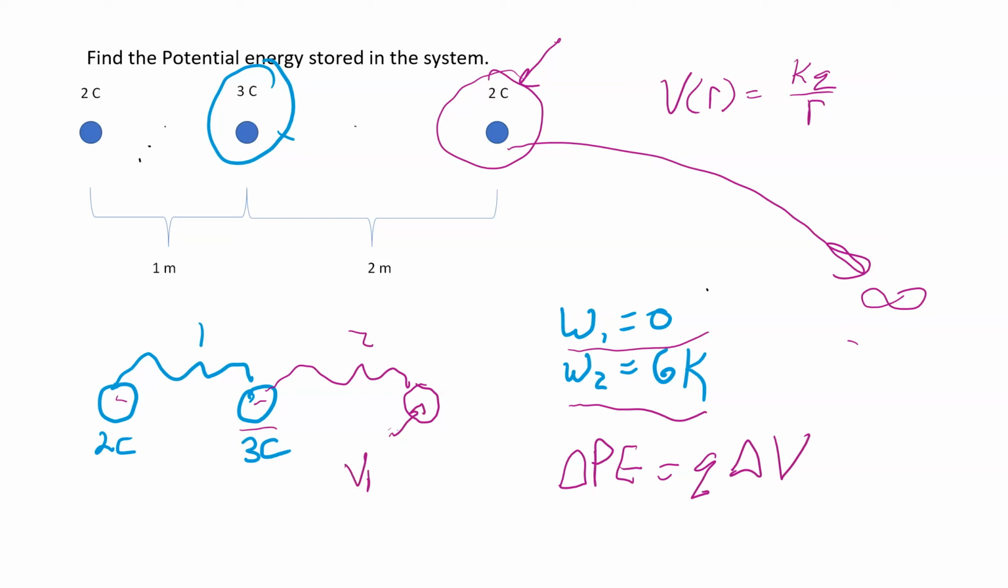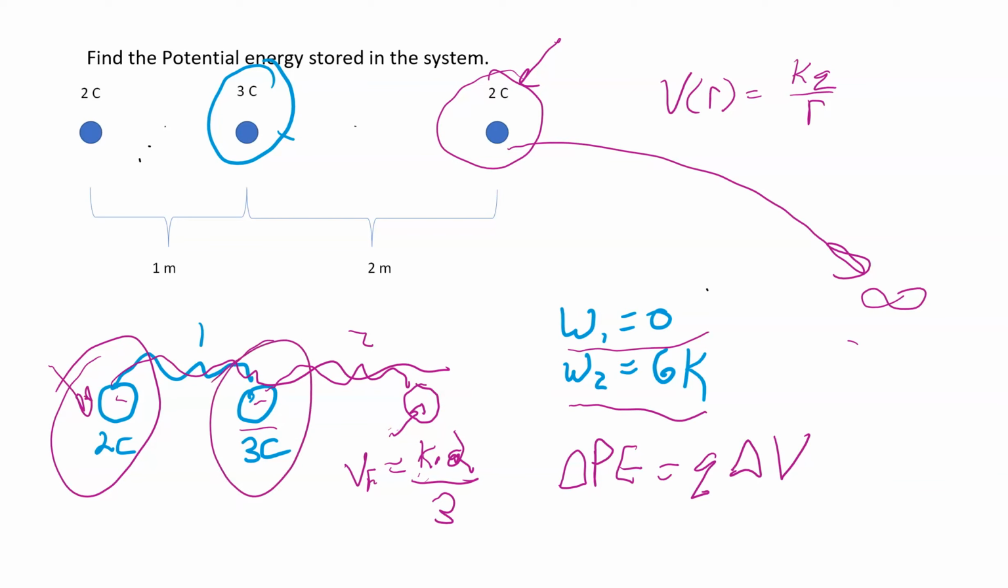So my V final is the voltage that this charge creates. So that's K times 2, which is its charge. And now, how far away is it? Well, it's 1 plus 2. It's 3 units away. So there's the voltage from this guy, but there's also the voltage from this guy. This guy also makes a voltage there, and that charge also is going to feel that. So that's K times 3 divided by, this is a distance 2 away. That's the final voltage. What's the initial voltage? Well, this is the same as before. The initial voltage is going to be 0 because it's infinitely far away.